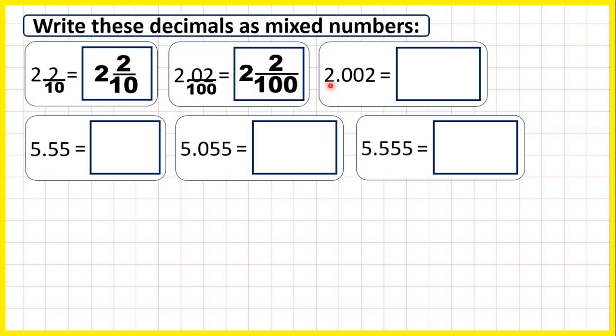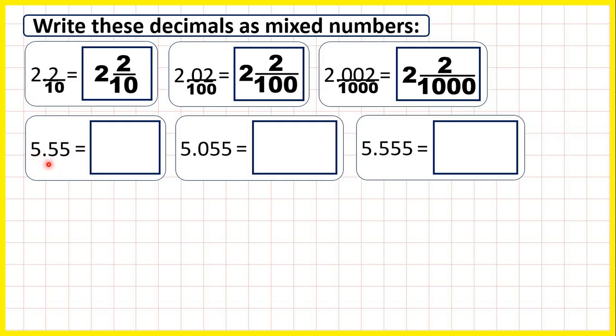Now we have 2.002. So there are 3 digits after the decimal point, and the third digit is the thousandths digit. So we can draw a line across from our decimal point and write a denominator of 1,000. So notice 3 digits after the decimal point mean we have 1,000, so 3 zeros in our denominator. So that's 2 and 2 thousandths.